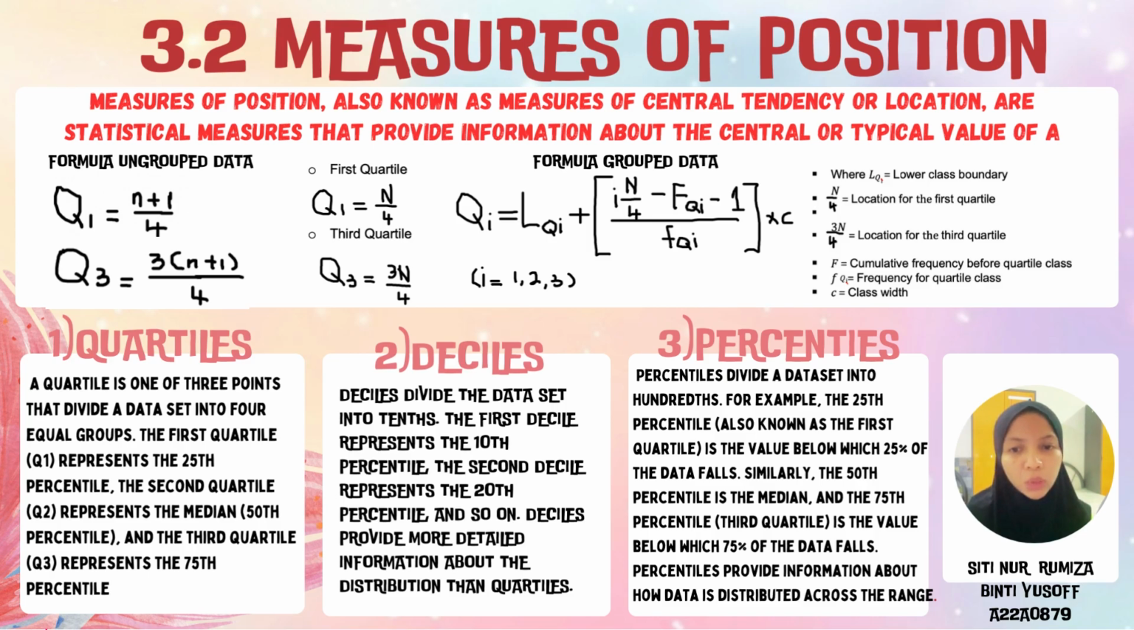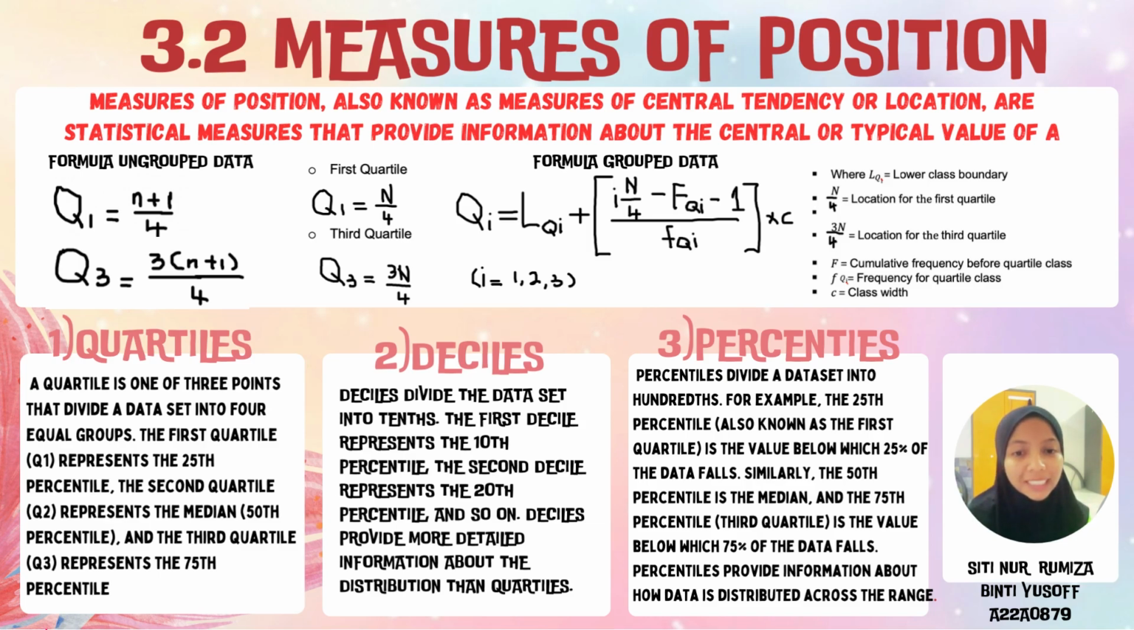Quartiles. A quartile is one of 3 points that divide a data set into 4 equal groups. The first quartile, Q1, represents the 25th percentile. The second quartile, Q2, represents the median, the 50th percentile. And the third quartile, Q3, represents the 75th percentile.